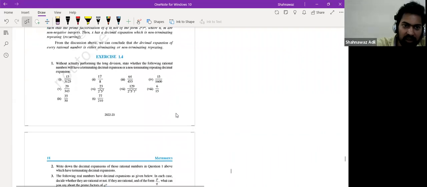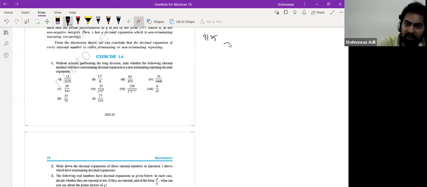Okay. So this was the question I was talking about. Without actually performing the long division, state whether the following rational numbers will have a terminating decimal expansion or a non-terminating, repeating decimal expansion, right? So we will check the denominators. So 3125. What is the prime factorization here?